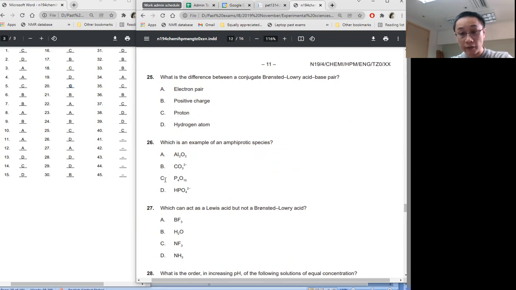Question 26. Amphiprotic species can act as both Bronsted-Lowry acid and base, depending on what you reacted with. The answer is D, because D is the only one that has a proton that can be donated under suitable conditions. They're trying to confuse you between the terms amphiprotic versus amphoteric, in which case the correct answer could be Al2O3 as well. The two middle species, everything else is just wrong.